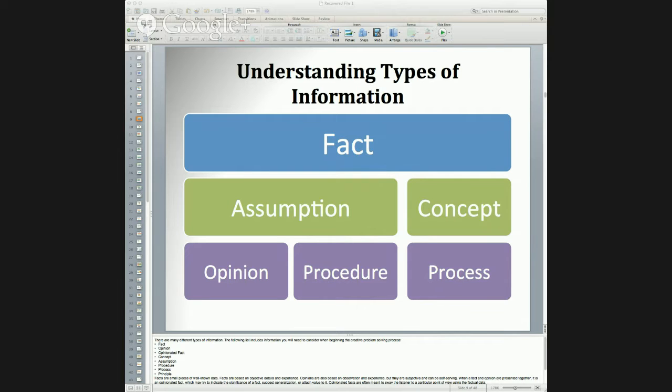Now, the objective of this workshop is to understand different types of information. There are several different types of information to consider in the creative problem-solving process. All you need is a paper and a pen to list information examples. Let me tell you what to do before the workshop. Write the following list on the flip chart.